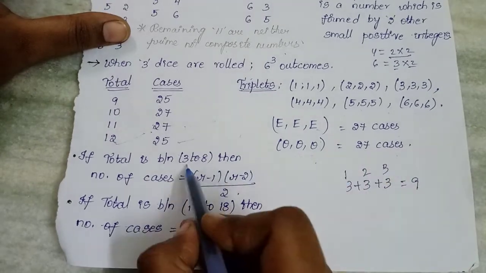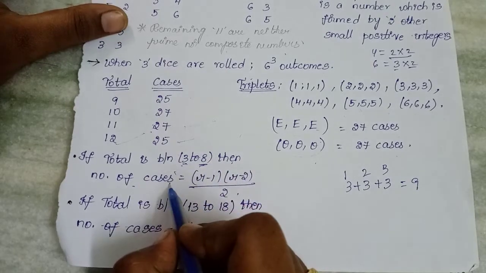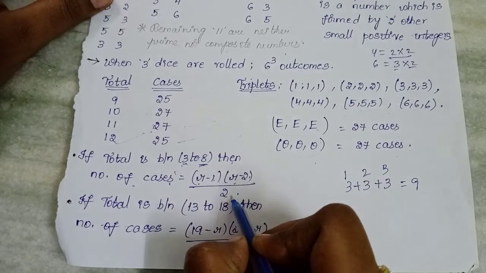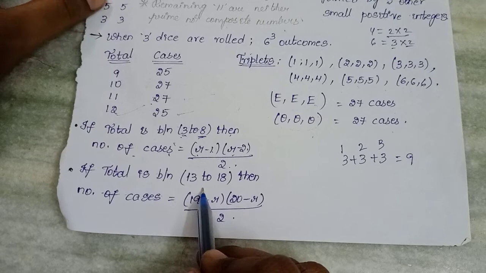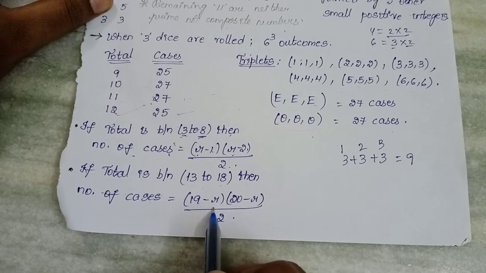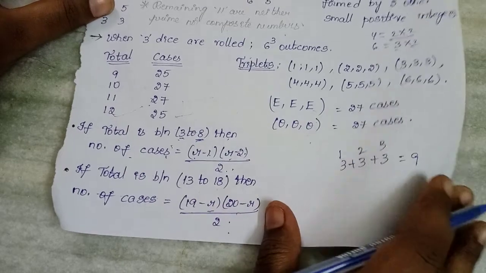If the total r is between 3 to 8, then the number of cases is (r minus 1) into (r minus 2) by 2. Okay? If the total is between 13 to 18, then the number of cases is equal to (19 minus r) into (20 minus r) by 2.